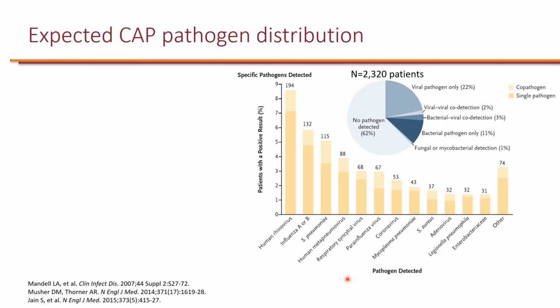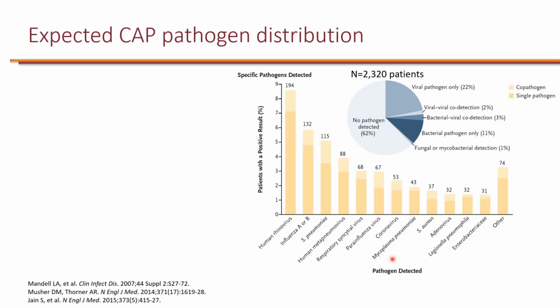Now let's take a look at the CDC EPIC study that was published in 2015, and it was a population-based surveillance study for community-acquired pneumonia requiring hospitalization among adults 18 years of age or older, in 5 hospitals in Chicago and Nashville.